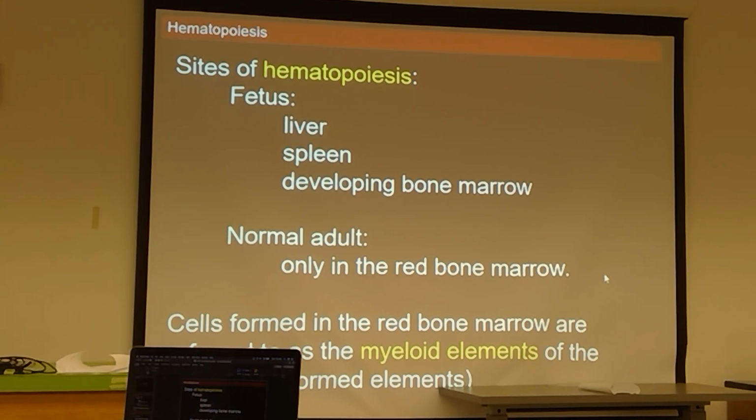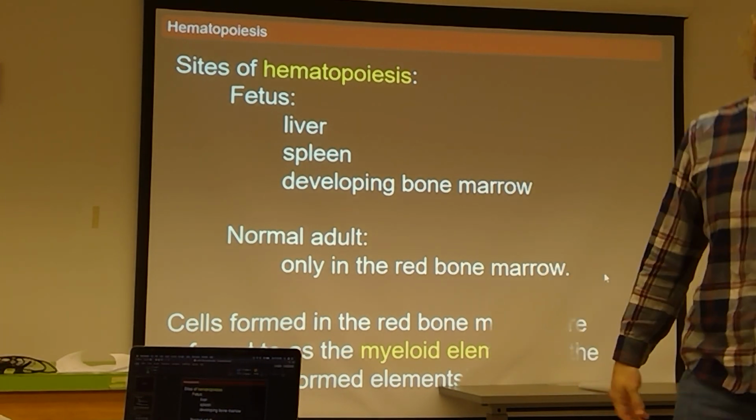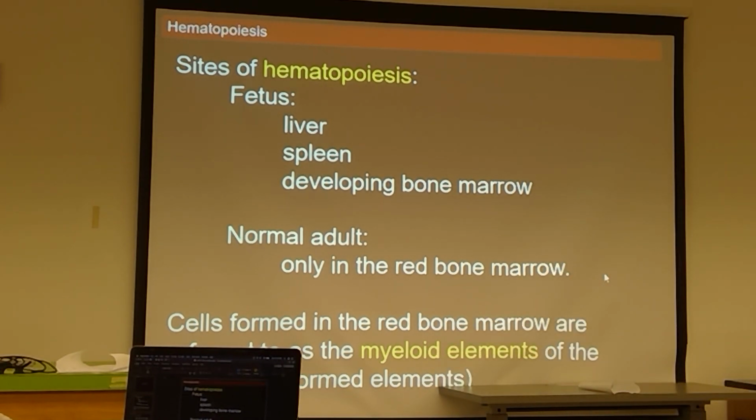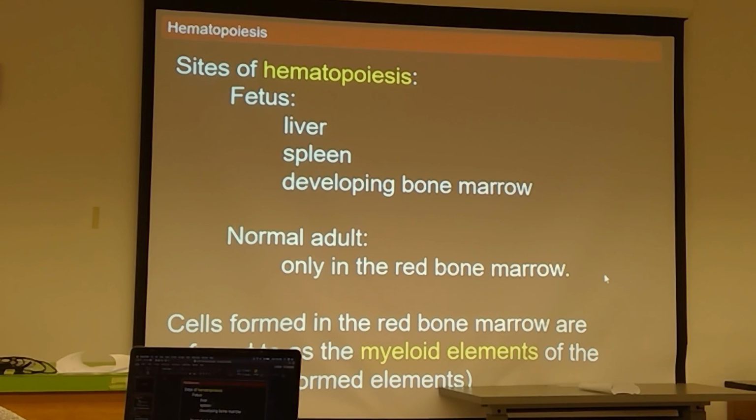So the cells that we're making, we call these myeloid elements. It's just our formed elements. We talked about formed elements in the last chapter, blood being the red blood cells, white blood cells, and platelets. So those are our myeloid elements. Okay, so if you see that word, that's all it means. It's talking about the cells and stuff that we're making for the blood.